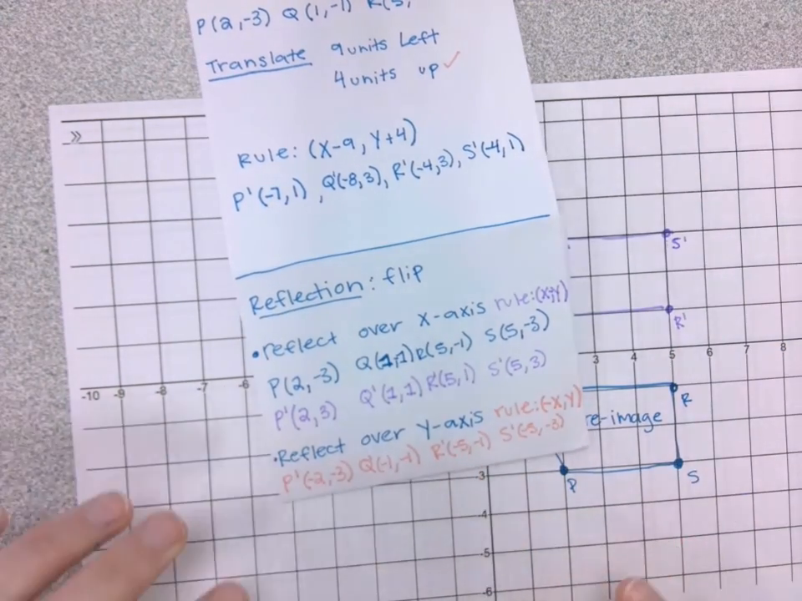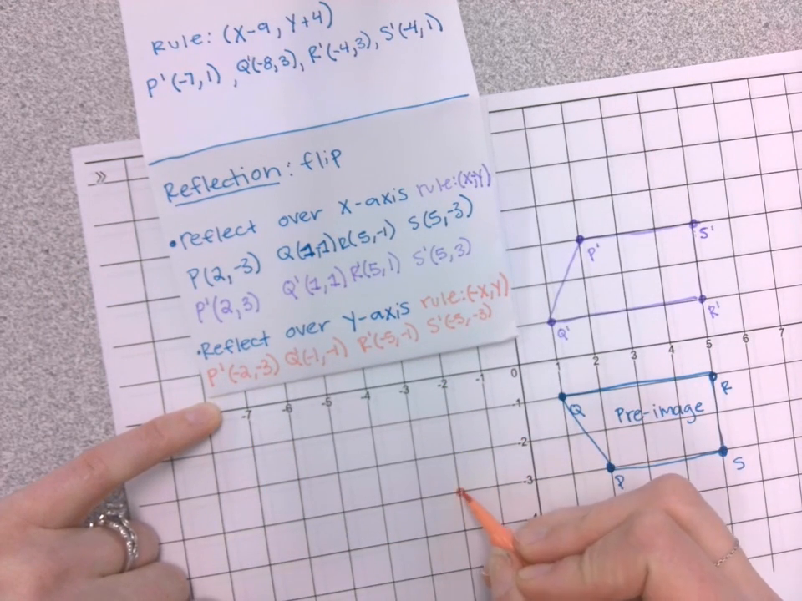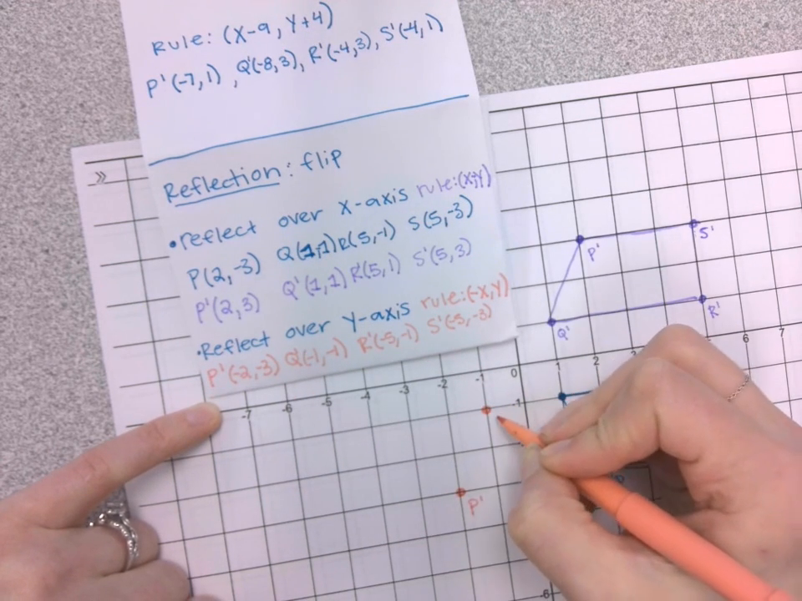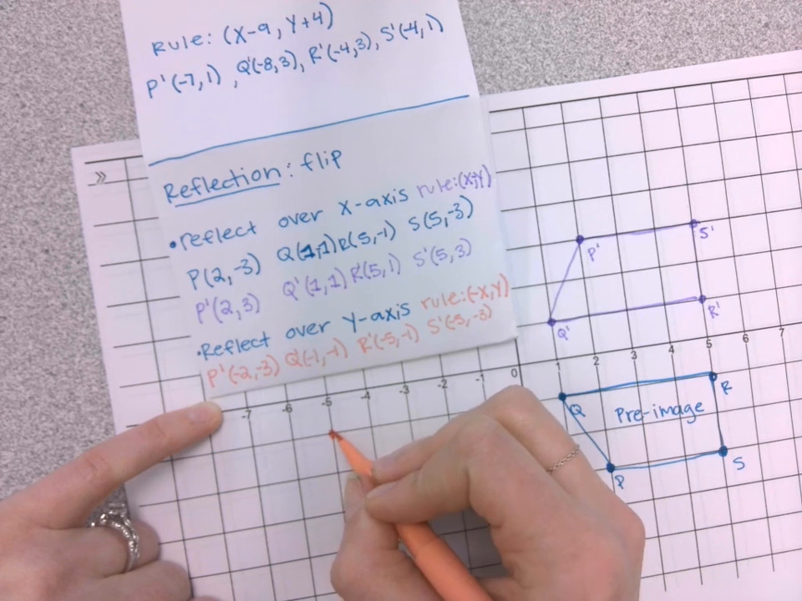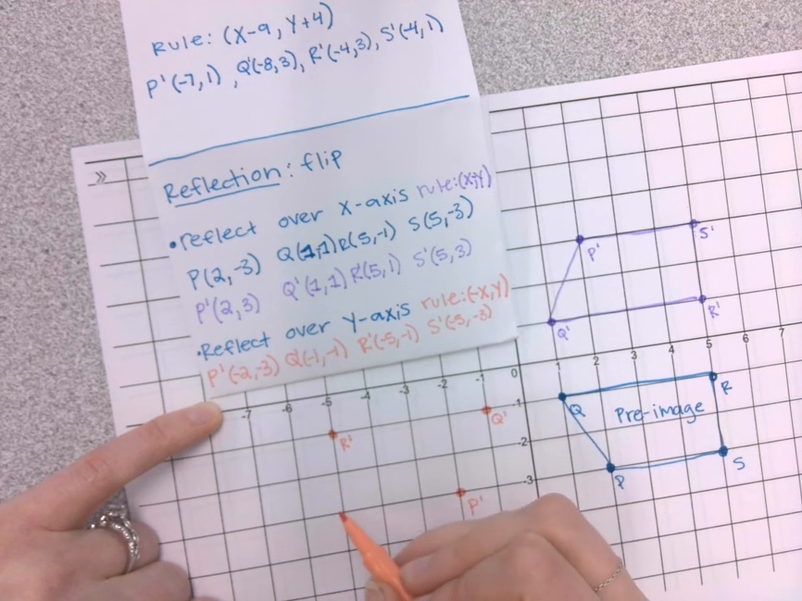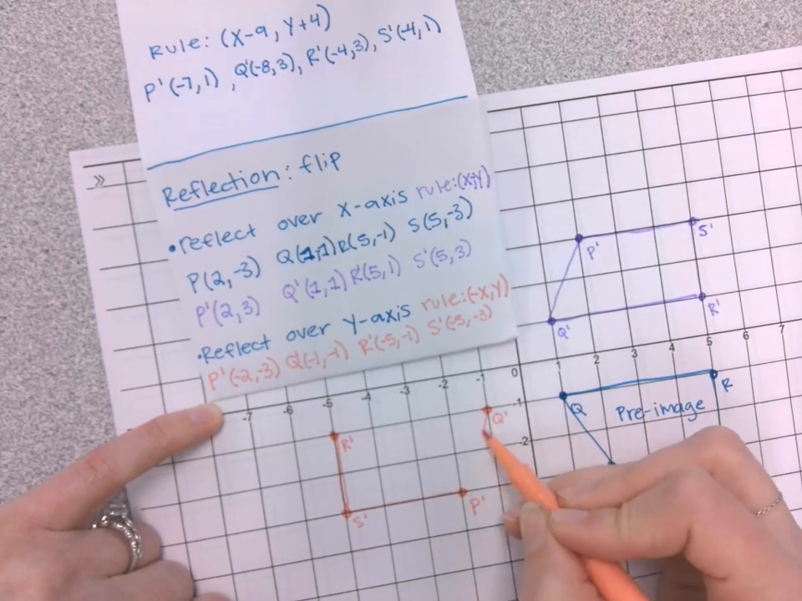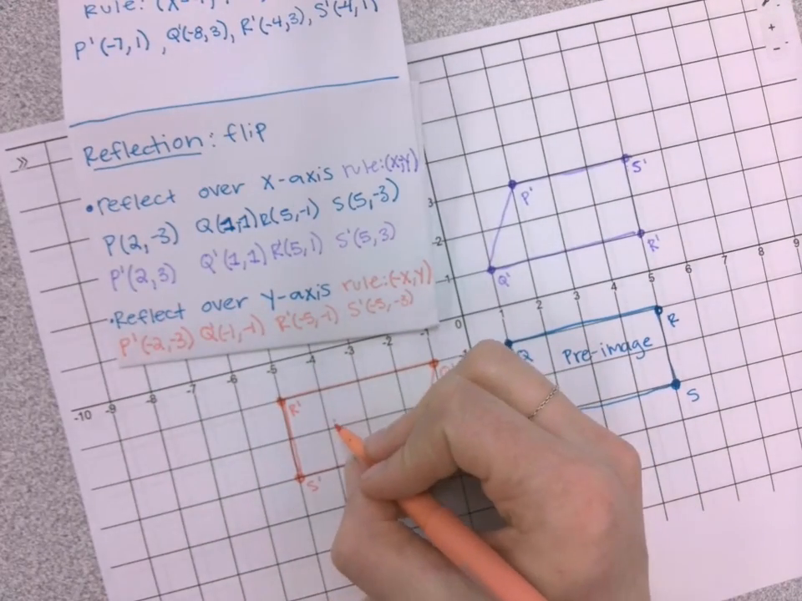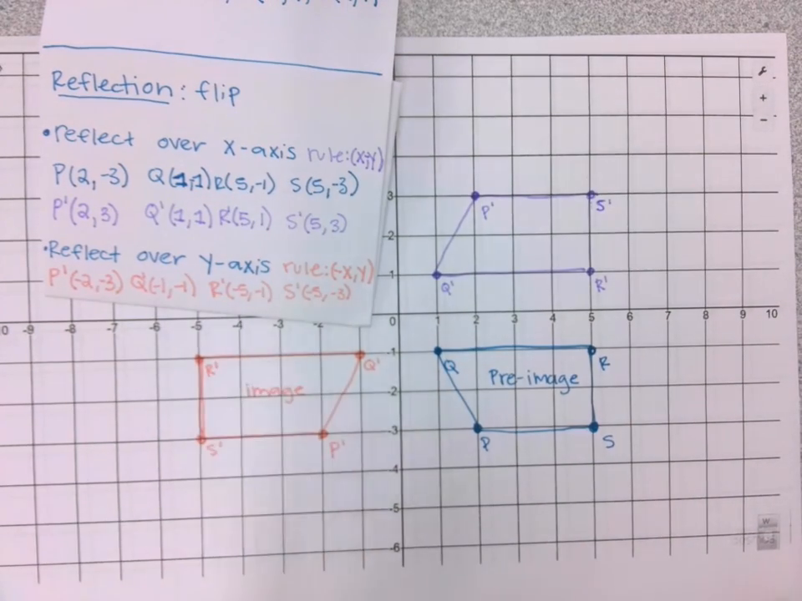So let's go ahead and graph these points and see what we got. -2, 3 is P prime. -1, 1 is Q prime. -5, 1 is R prime. And -5, 3 is S prime. And when I connect these dots, you can see that it's the same shape. The size did not change. It just reflected over the y-axis.